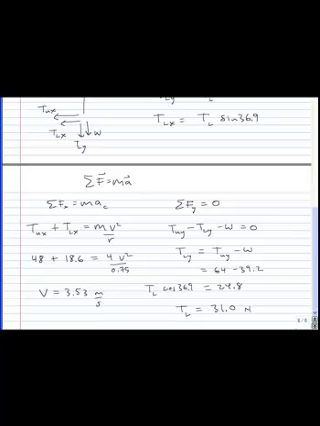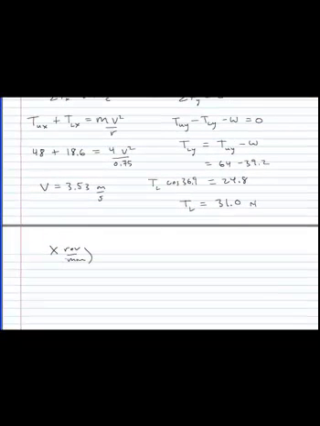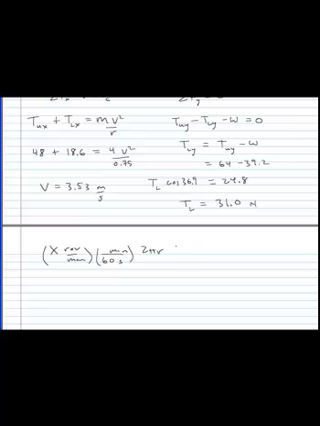And I want to convert that into revolutions per minute. And so I say x revolutions per minute. There are 60 seconds per minute. Do a little unit conversion. 2 pi r meters in every revolution. And that has to equal 3.53 meters per second. I get x is 45.0 revolutions per minute.